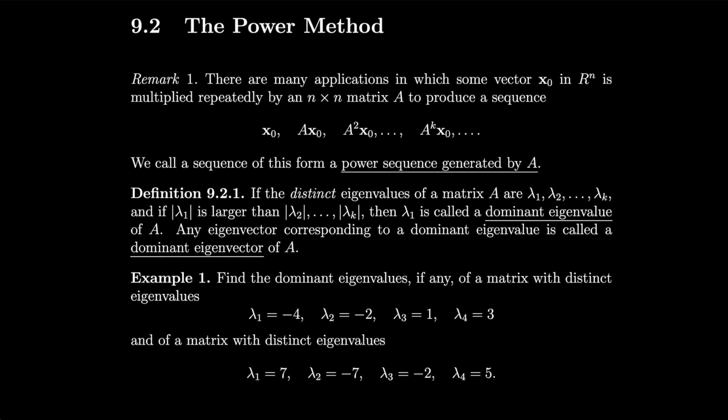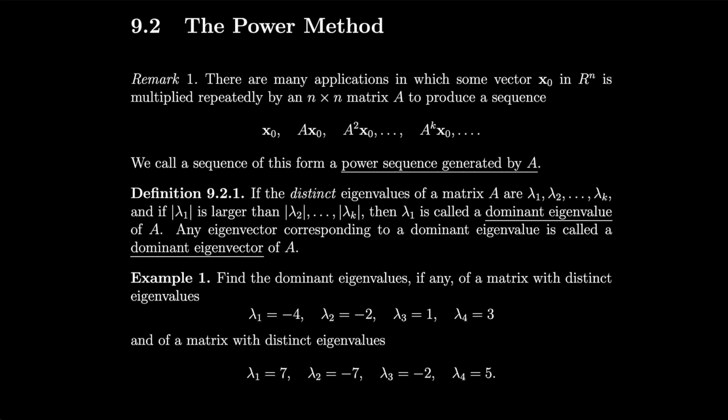Section 9.2, the power method. There are many applications in which some vector x0 in Rn is multiplied repeatedly by an n by n matrix A to produce the sequence x0, Ax0, A squared x0, A^k x0, and so on. We call a sequence of this form a power sequence generated by A.